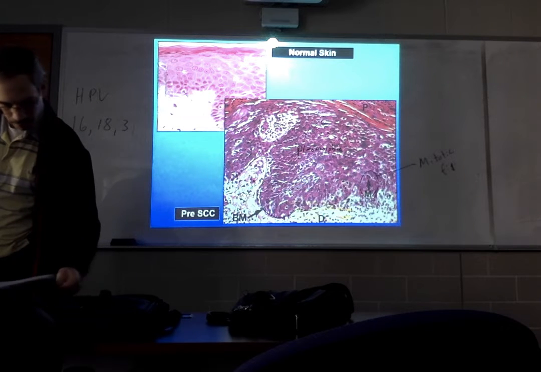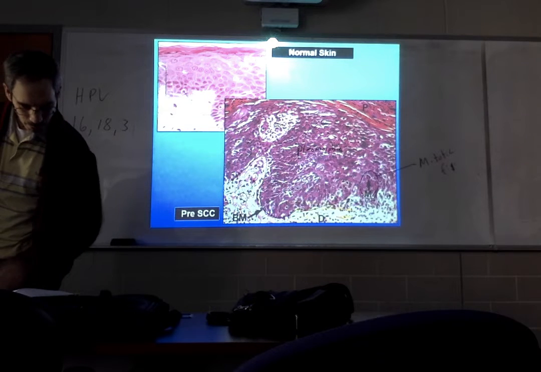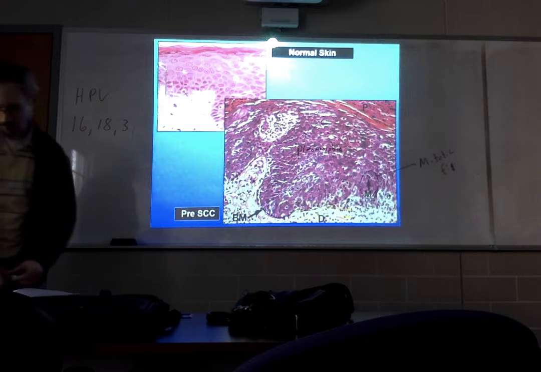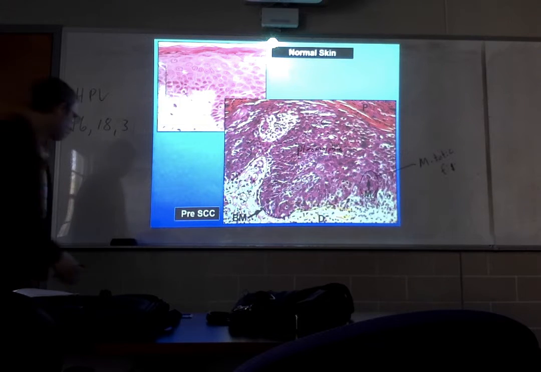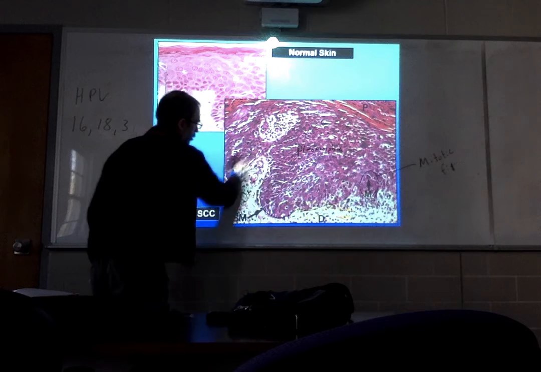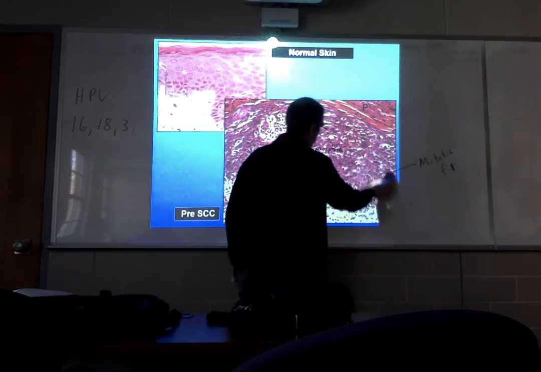Let's take a look at some other things. All right, so we've looked at benign and malignant neoplasms. We know generally their behavioral characteristics. Let's talk about a couple of terms that are used to describe various components of neoplasms.